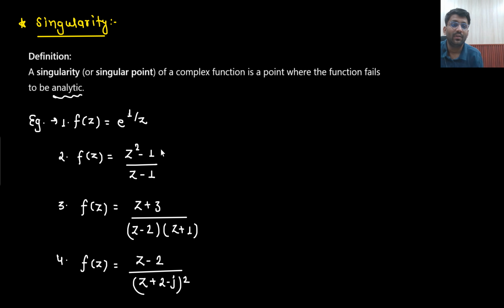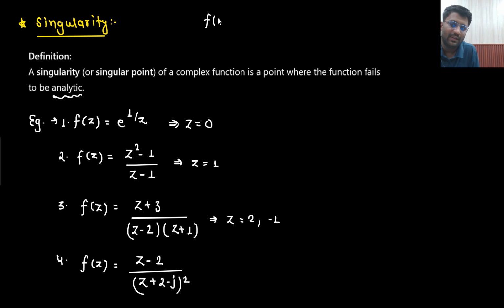So let me know the point where this function will go to infinity. That point will be nothing but z equals 0, because at z equals 0, e to the power infinity will be infinity only. So z equals 0 will create the problem. Here, who will create the problem? Sir, z equals 1 will create the problem. Here, who will create the problem? Sir, z equals 2 and minus 1 will create the problem. Simply put, the denominator equals 0.